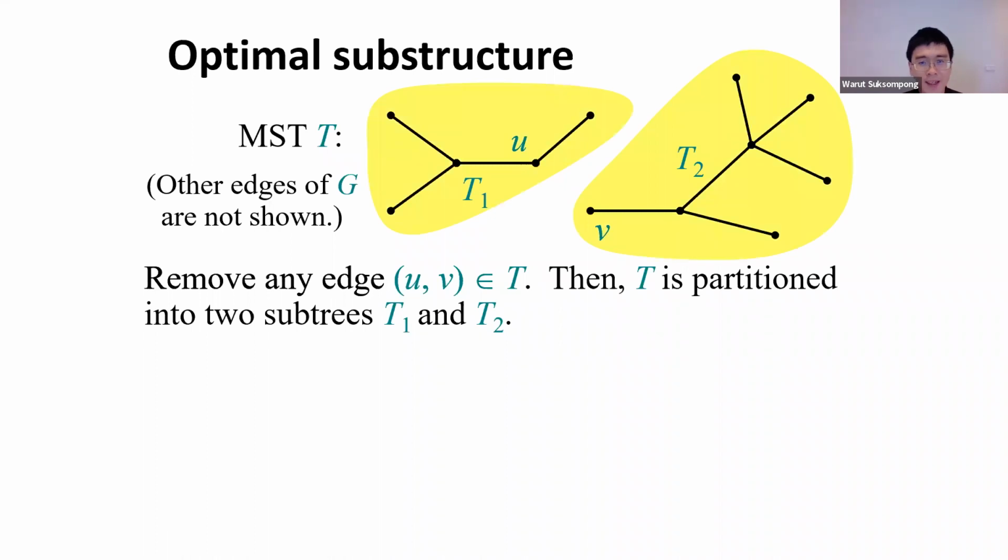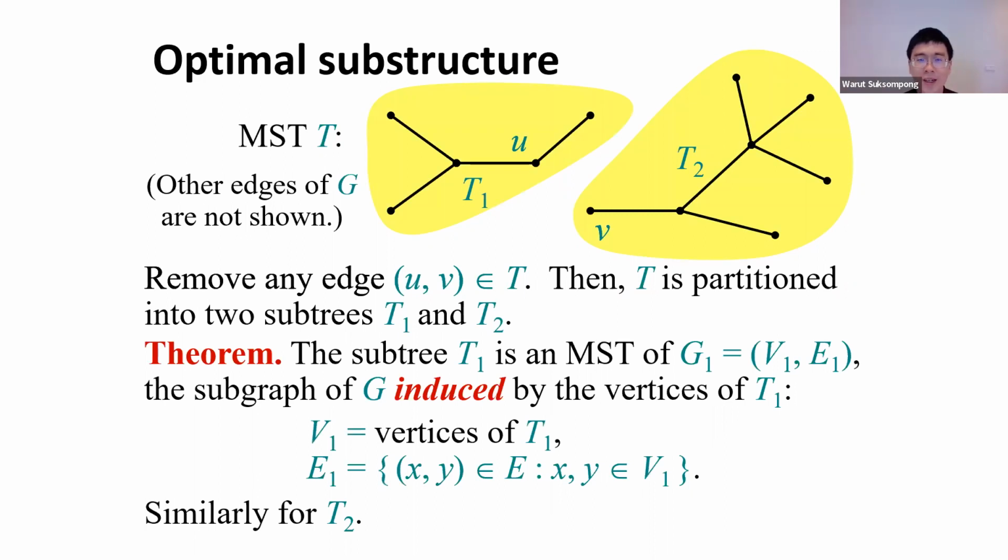Then the claim is that it's now partitioned into two subtrees, T1 and T2, for these two subgraphs. In each part we also have a minimum spanning tree of that subgraph, the subgraph induced by the vertices of T1 and T2. That just means we take the vertices of T1 and keep all the original edges within T1, and the same with T2. So we claim that each subtree from the optimal solution T is also a minimum spanning tree for the subgraph of T1 and of T2.